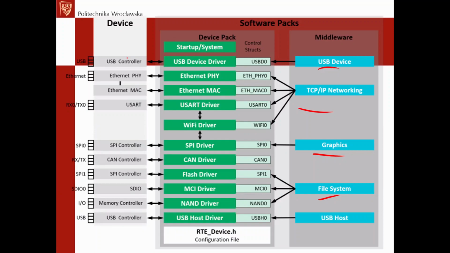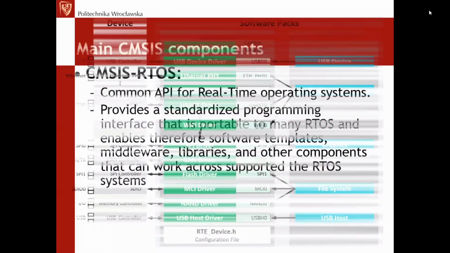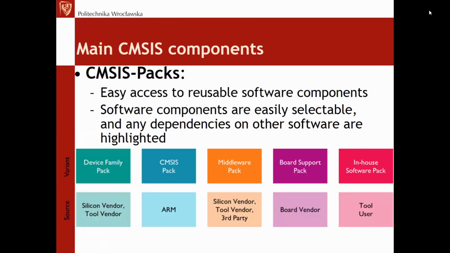What is left from the components before the debug part? The components that exist in case of CMSIS are gathered in so-called packs. CMSIS packs give access to the software components. There are various packs available from various directions.